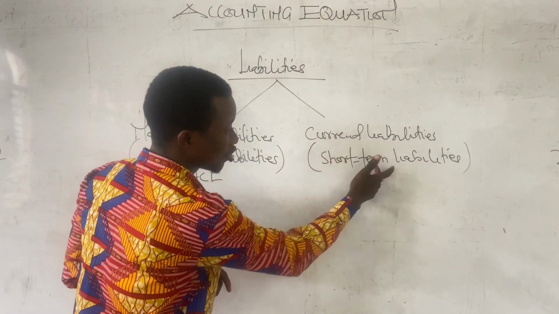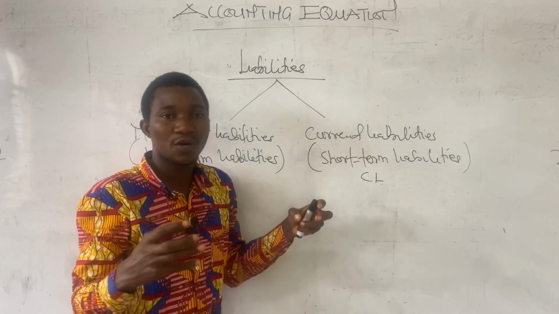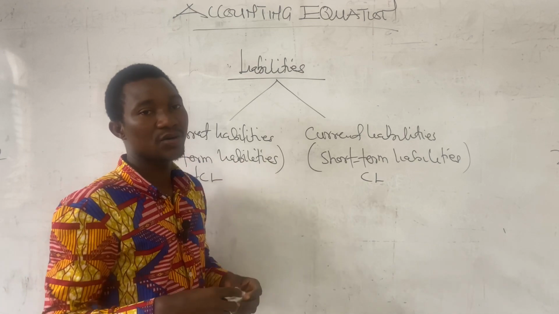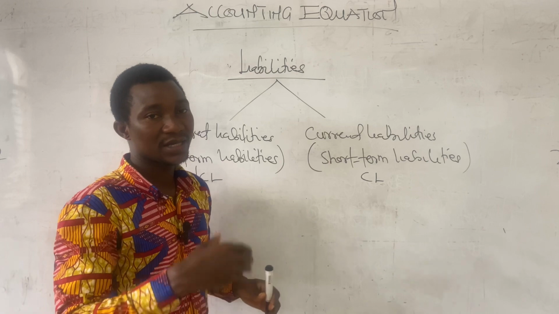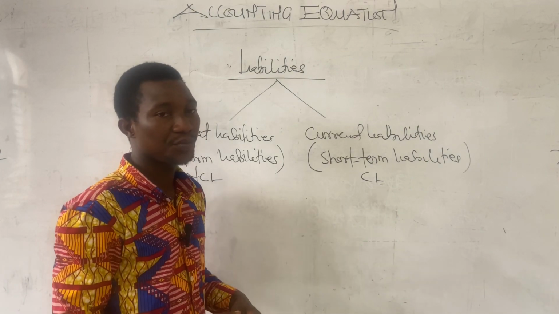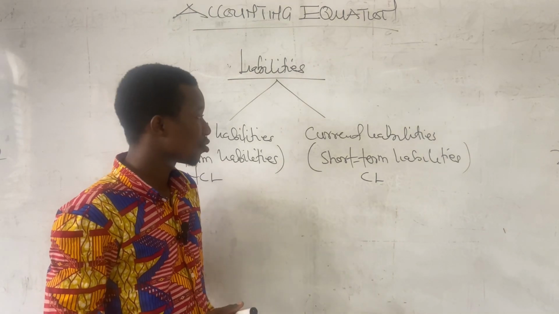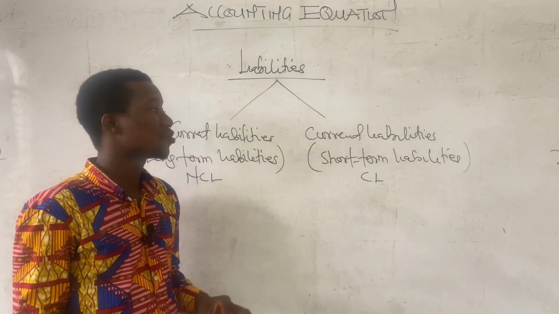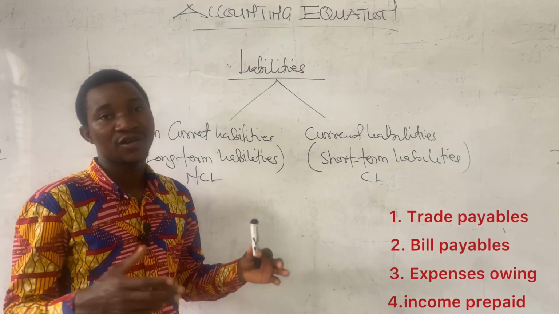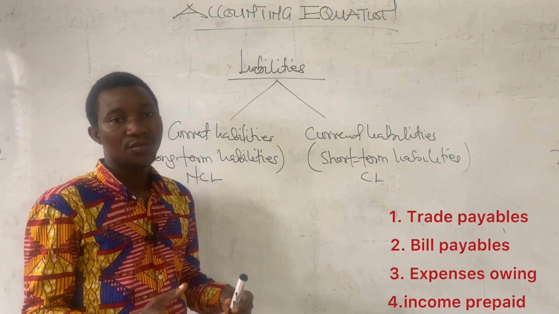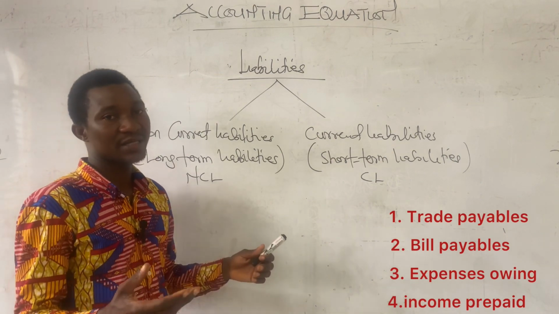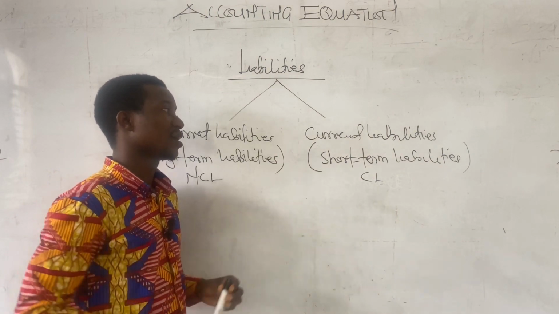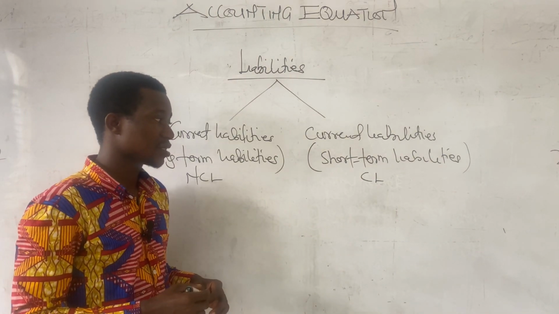So as the name suggests, a short-term liability means debts or liabilities that are paid within one financial year. So if a business entity owes an amount to an outsider, let's say $500, and this amount will be paid within the accounting period, then it can be considered as a current liability. Some examples of these current liabilities are trade creditors, bills payable, short-term loans, expenses owing, and income prepaid. All these are examples of current liabilities.